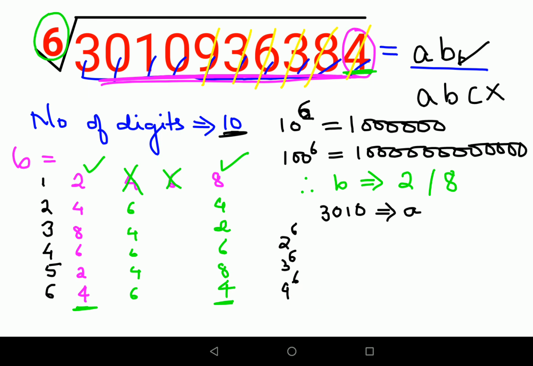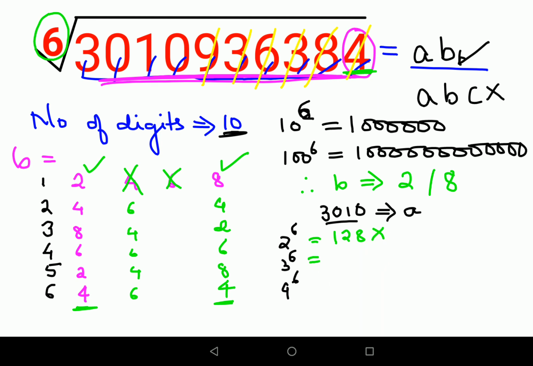Now why like that? Please understand, we'll keep finding 2, 3, 4, 5, 6 to the power until the answer we get is closer to 3010, but not greater than 3010. Now 2 raised to 6, we all know that is nothing but 128. So obviously that is gone out of the picture.